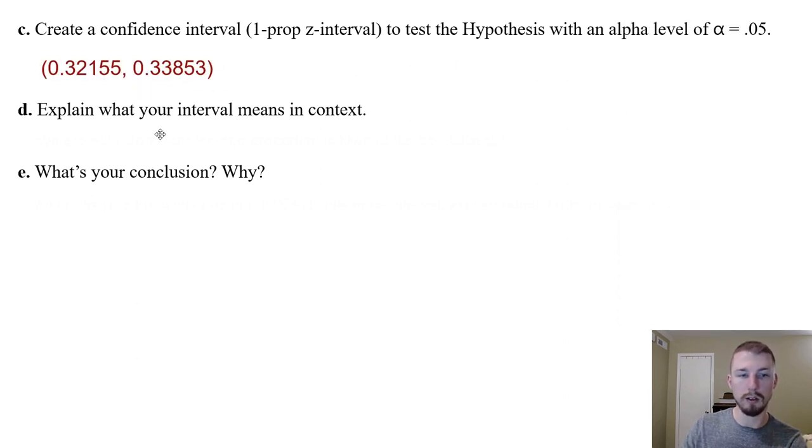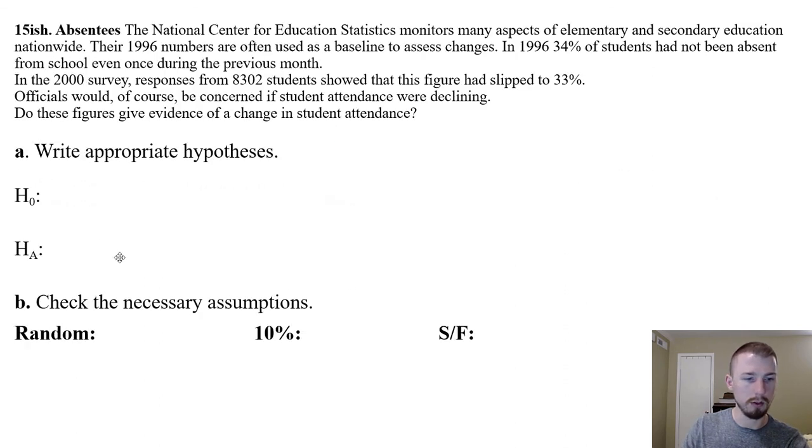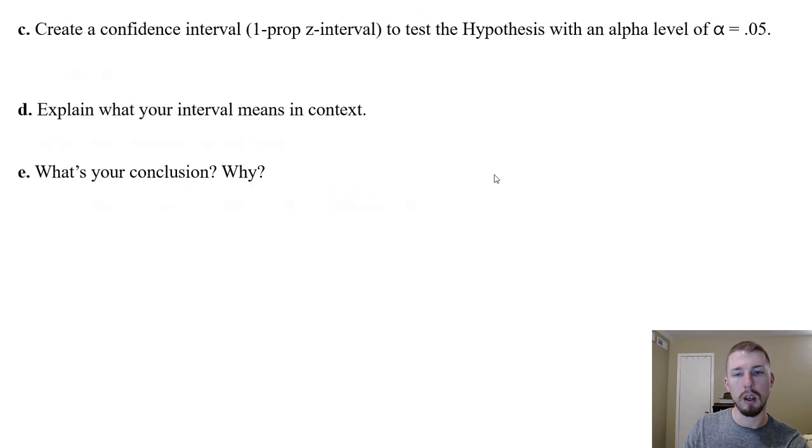So explain it in context. We're 90% confident the true proportion in 2000 for the attendance rate is somewhere between 32 and 33.8%. So is it possible, based on our confidence interval with an alpha level of 5%, that it's still 33% or still 34%? Because that was our assumption. Well, because 34% is not contained within the confidence interval, then we have enough evidence to say that we believe that it's lower than 34%.